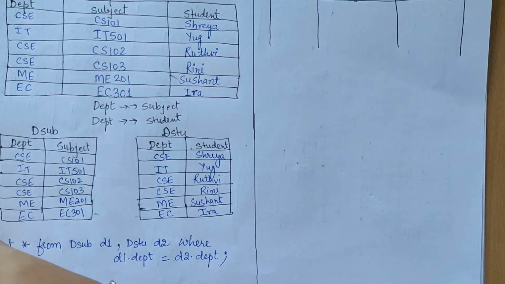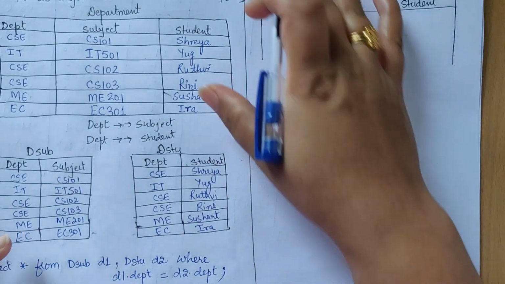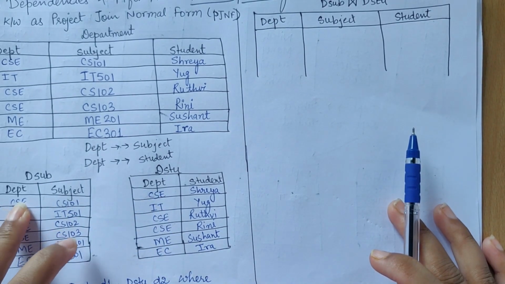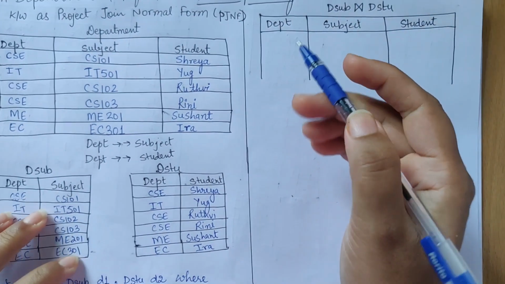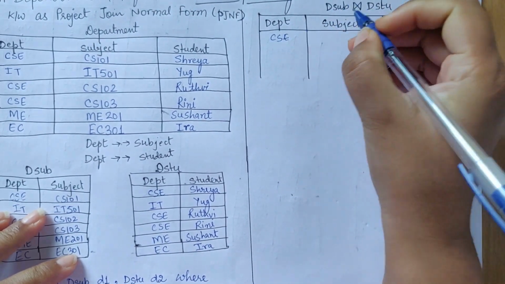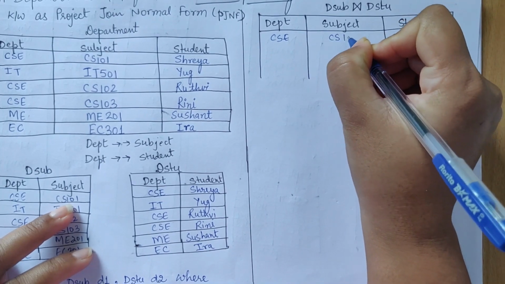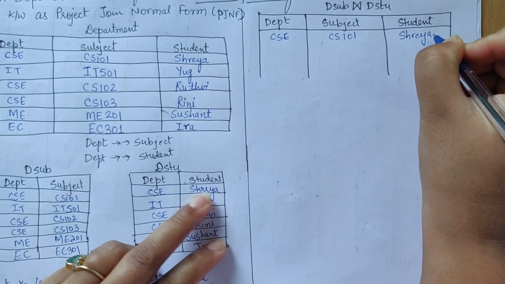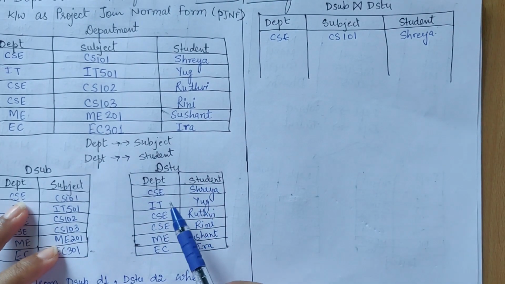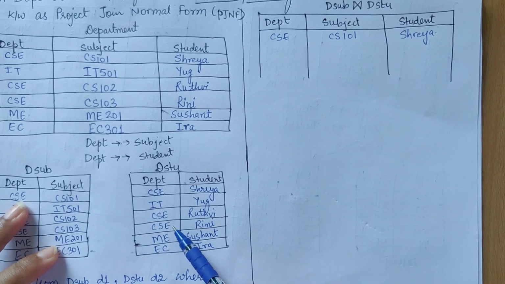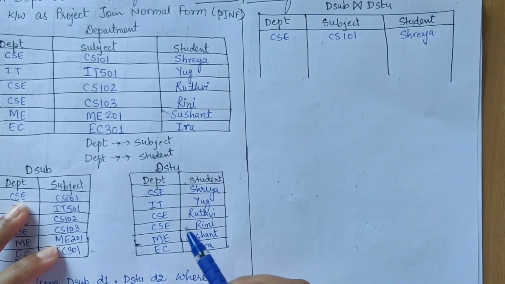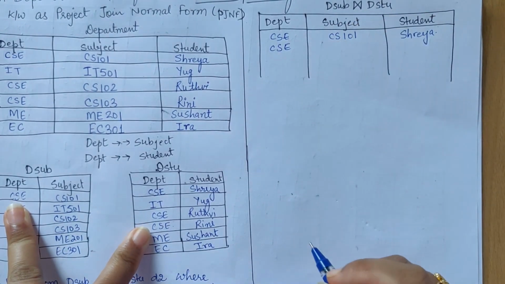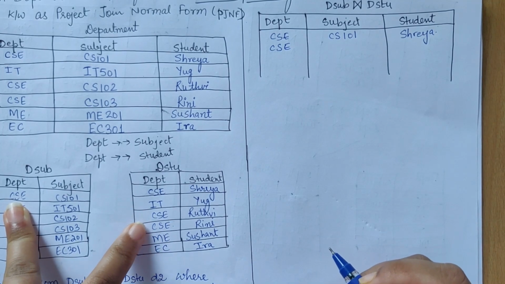Now see the child tables, and then we will mention the data here. CSC, here also CSC. So this row will get joined with this row. So I will get CSC, subject code will be CS101, and student name I will get as Shreya. Then again, I will get two more CSC, which are not joined in the original parent table, but because we are joining on the basis of department, two more CSC are present.